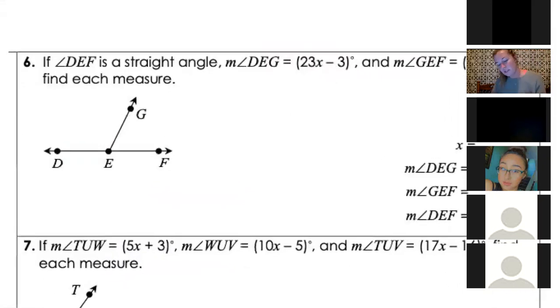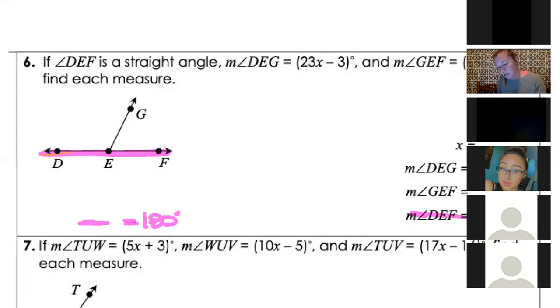Okay, so DEF is a straight angle. How many degrees is a straight angle? How many degrees is a straight line? I think every one of you should be answering this right now. 180. Yeah, so we know automatically that this is 180 degrees, right? Pink is 180 degrees. So DEF is a straight line, so it's 180 degrees. We didn't even have to do any math for that.